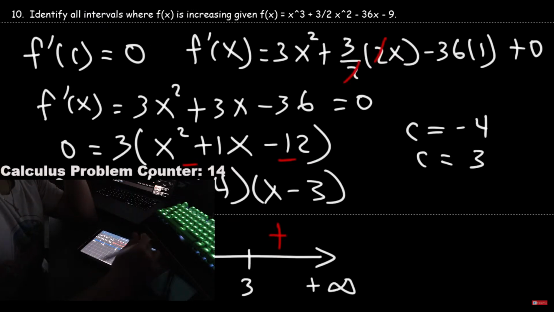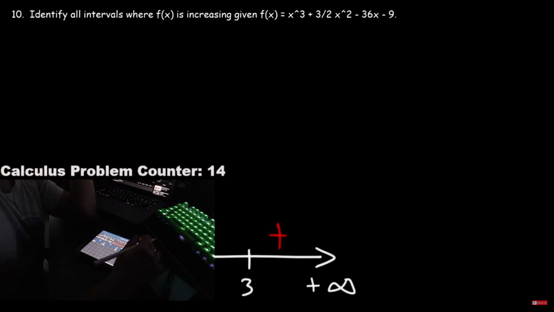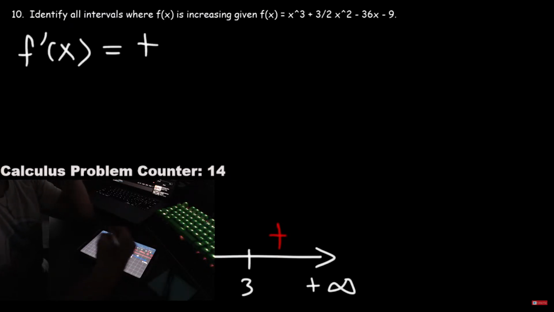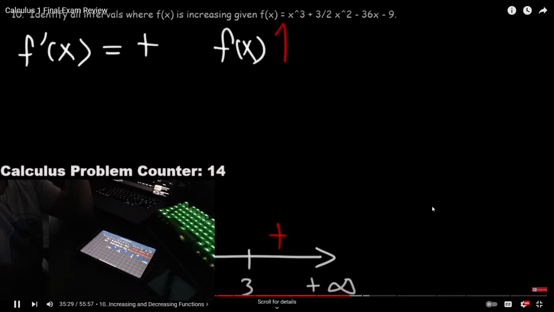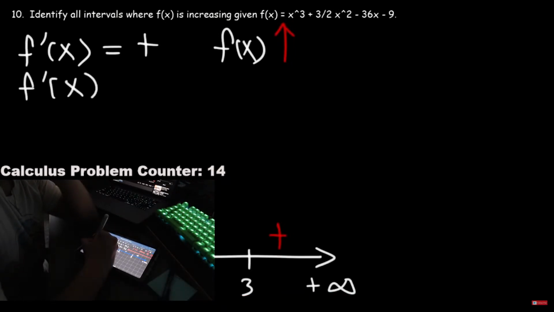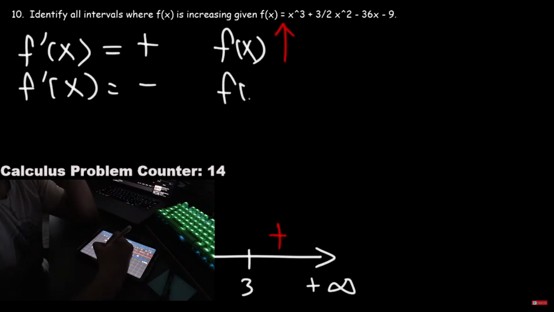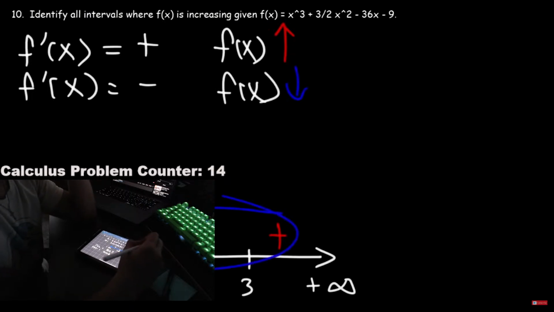Now, let's get rid of this. One thing I do want to mention is that whenever the first derivative is equal to a positive number, the function f of x is increasing. Whenever the first derivative is equal to a negative number, so you have a negative slope, then the function is decreasing. So these are the signs for the first derivative.